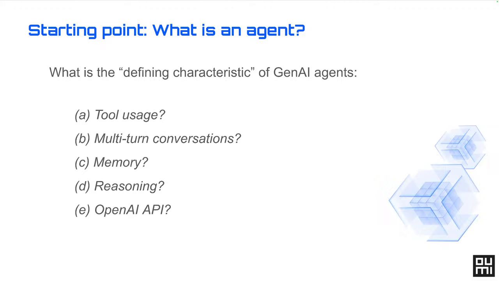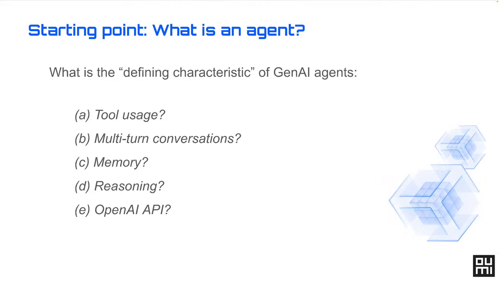So I would say probably a combination of A, B, C, D, with tool usage and multi-turn conversations being particularly important. If you don't have a multi-turn conversation, then that's just like a retrieval augmented generation system, or RAG. If you don't have additional tool usage, well, typically with RAG, the only tool usage is being able to look up stuff in a vector database.